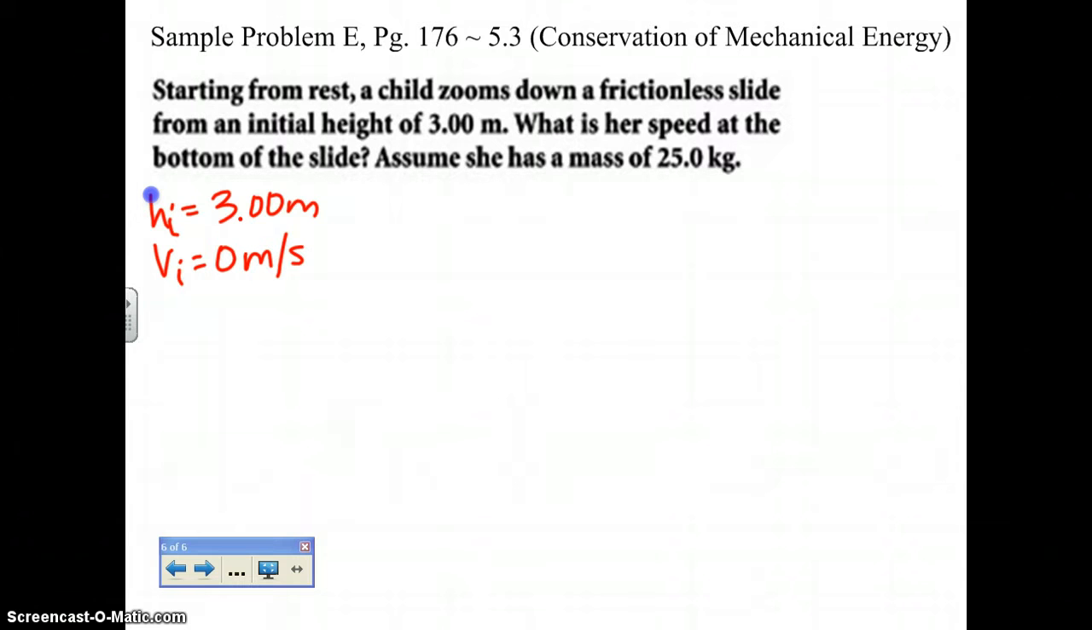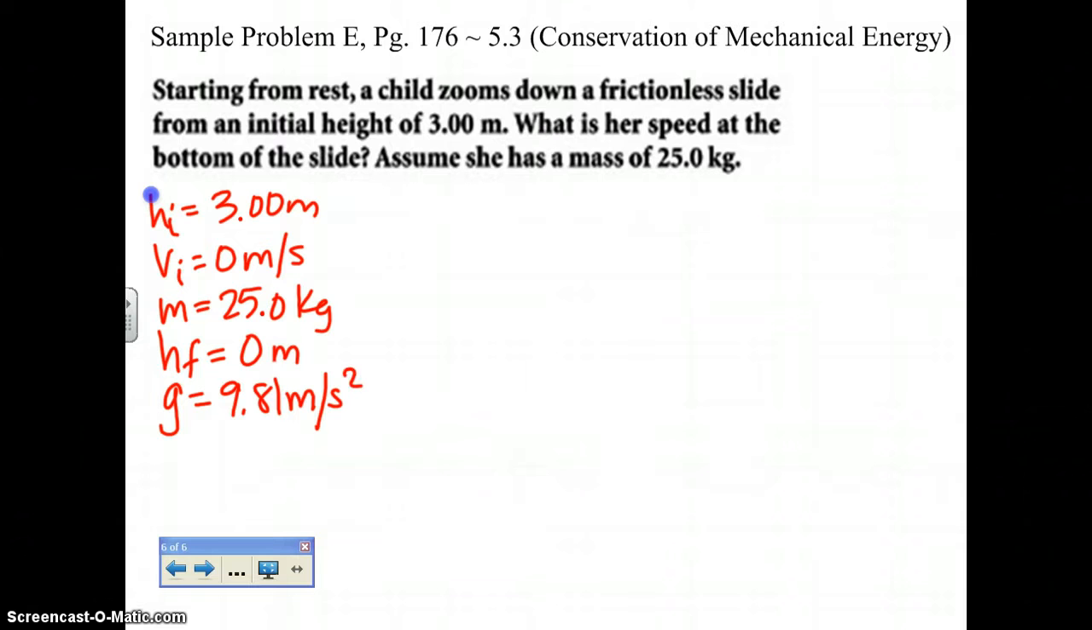And her speed at the bottom of the slide is what you're trying to figure out, knowing that her mass is 25.0 kilograms. You also know what the final height is. Well, if she makes it all the way to the bottom of the slide, then the final height is 0. And you also know that g is 9.81 meters per second squared. So you can figure out what her final velocity will be from this problem.